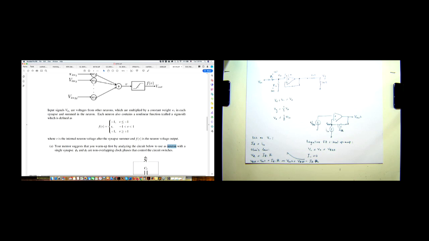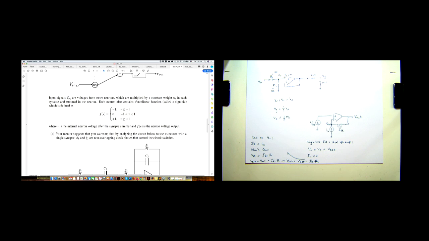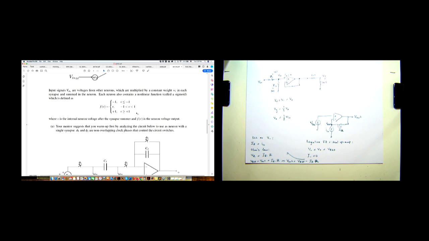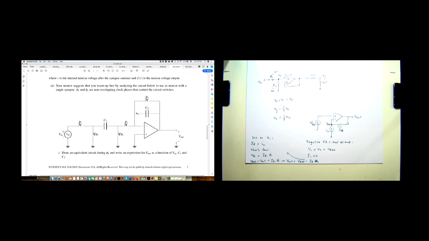Graphically, it looks like this. When the input voltage is less than -1 volt, the output is -1. When the input voltage is between -1 and 1, it's a linear function. And when it's greater than 1, the output is just 1 volt. We're going to see how we can implement this function using a switched capacitor circuit. This problem tests the concepts of charge sharing and ideal op-amp circuit analysis.